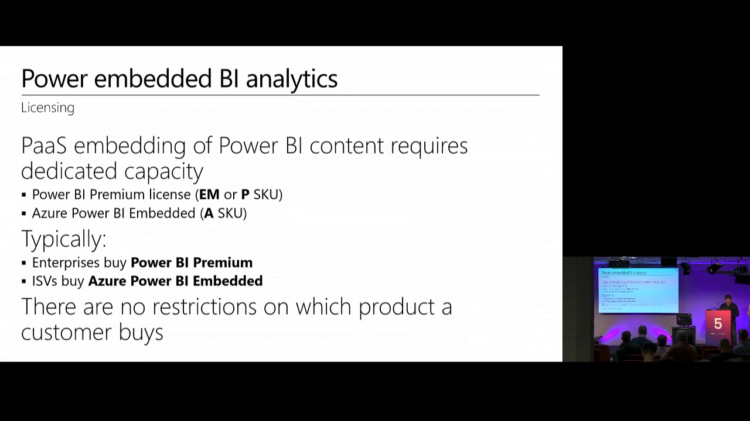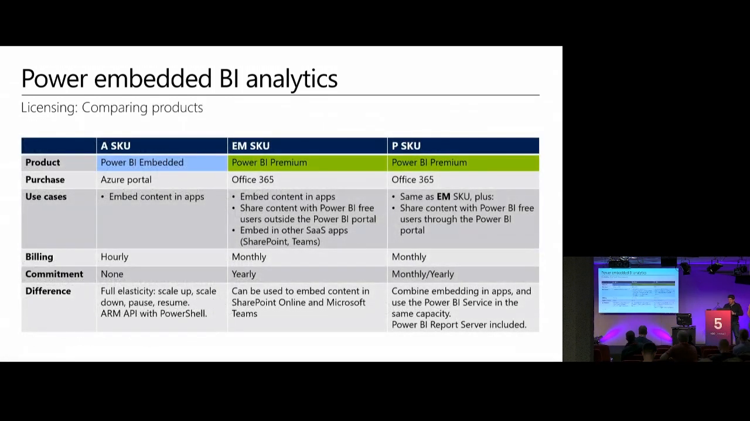Okay, a little bit about licensing. Basically, we have two kinds of licensing. The Power BI Premium license is typically for enterprises, and we have also a resource in the Azure cloud, Power BI Embedded, which is more for ISVs, but there is no restriction on what you need to buy. Typically, the premium EM and P SKUs are more used by enterprises because it's an Office SKU, with a yearly or monthly commitment, and the Azure SKU is good for developers or for the development stage because it gives full elasticity.